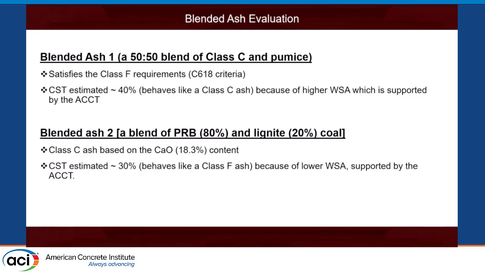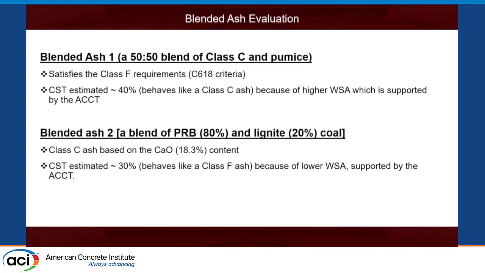Why 40%? Because the original component is class C ash, it's contributing soluble alkali. Pore solution is going up. You still need 40 to 45, like a typical class C. So as far as the ASR is concerned, it behaves as a class C, but it qualifies as a class F based on C618. This point needs to be noted.